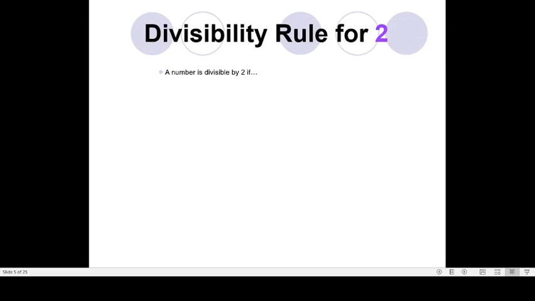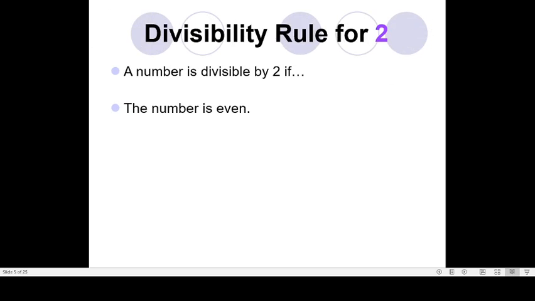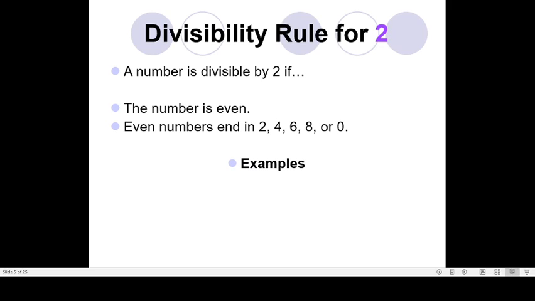Divisibility rule for 2. A number is divisible by 2 if the number is even. Now even numbers end in 2, 4, 6, 8 or 0. Means the numbers which end with 2, 4, 6, 8, 0 are even numbers. For example, 412. So at ones place there is 2. So the number is even. So it is divisible by 2.